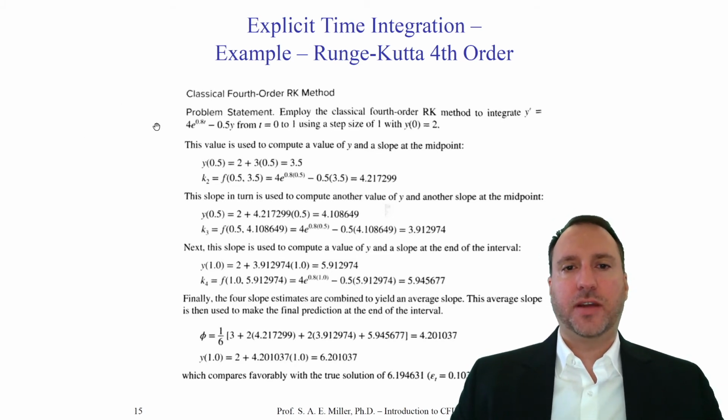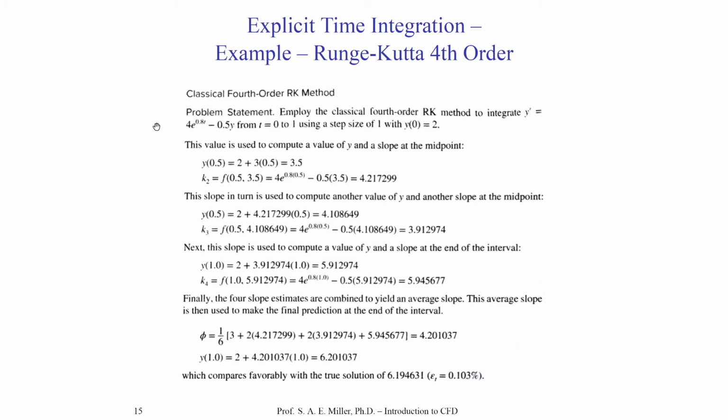Let's read the problem again. We'll apply the fourth order Runge-Kutta method to integrate y prime equals 4e^(0.8t) minus 0.5y from time 0 to 1 using a time step of 1 with y of 0 equals 2. So we would need to go back and look at our algorithm to understand this. Recall that this value is used to compute a slope at a midpoint at first. So y of 0.5 will be 2 plus 3 times 0.5, which is 3.5.